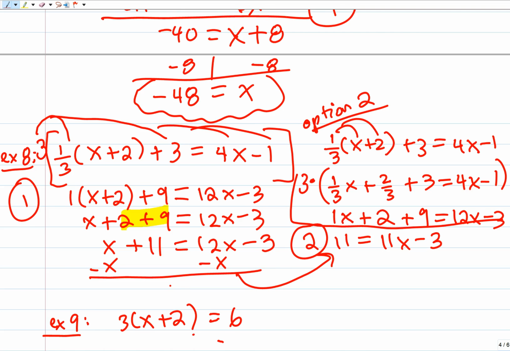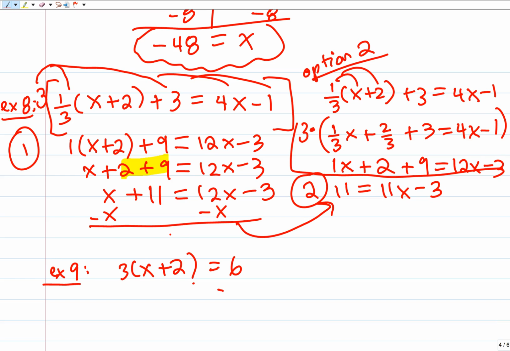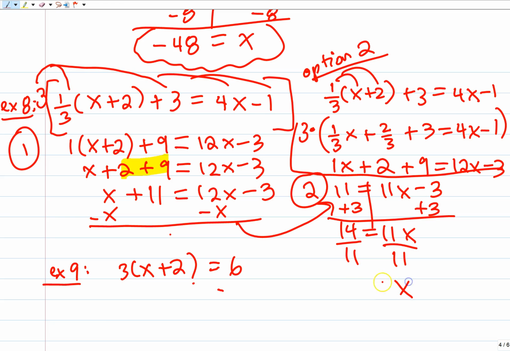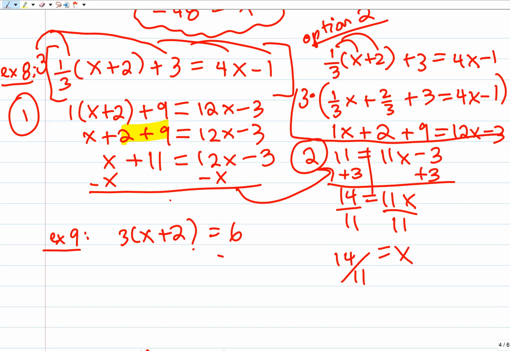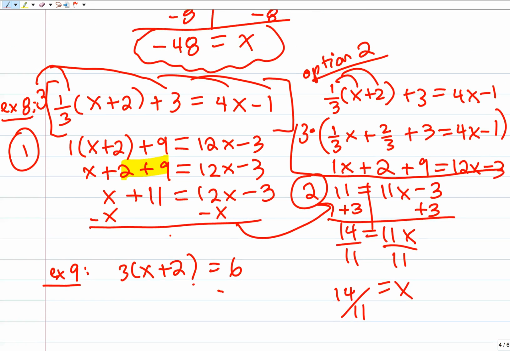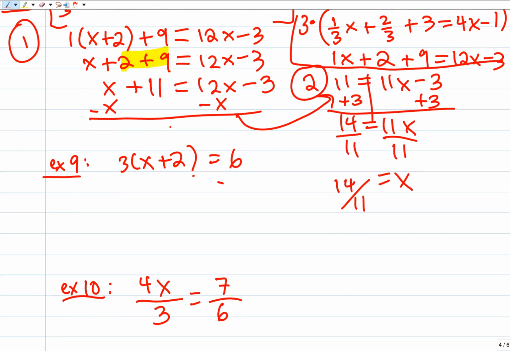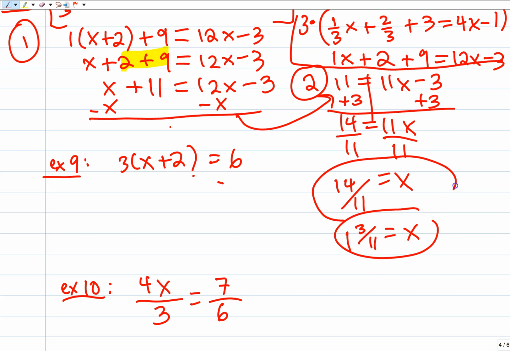How would you solve this now? So I got 14 is equal to 11x. Divide by the, and apparently all my numbers are terrifying today, but how about 14 over 11 or 1 and 3/11. Either one of those would be fine with me.